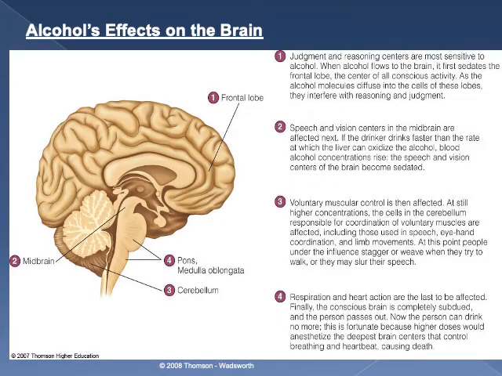As alcohol arrives in the brain, the first part of the brain that will be affected is the frontal lobe, and that's where judgment and reasoning takes place. The second is the midbrain, where speech and vision would be impaired. Third would be the cerebellum, and that's where there's voluntary muscular control, so coordination would be affected. And fourth is where respiration and heart action are controlled.